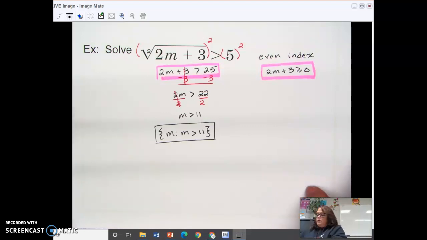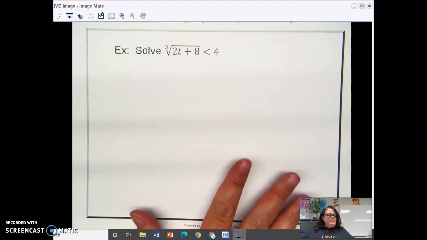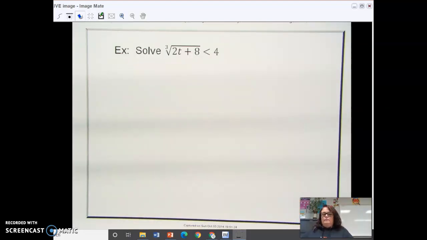All right, so let's try one more. Take a look at this one, pause it, and see if you can answer this question on your own.